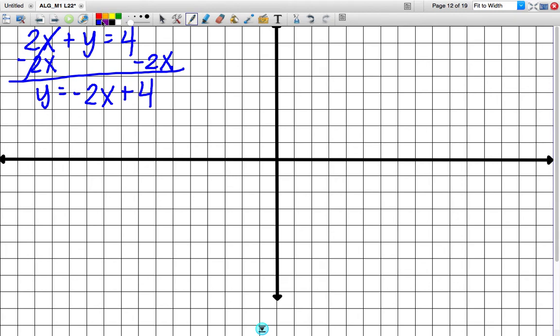Y-intercept of positive 4. Slope of negative 2. So down 2 over 1. Similarly, I can go from my y-intercept and go the opposite way. Up 2 to the left 1. You'll see it kind of fits on that graph still.